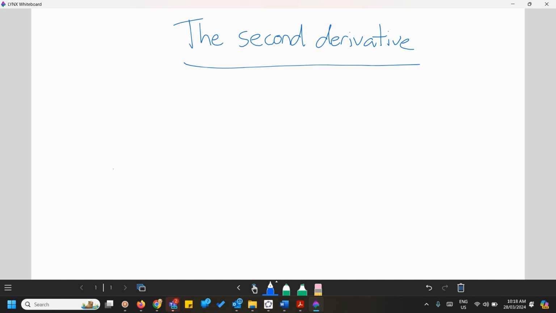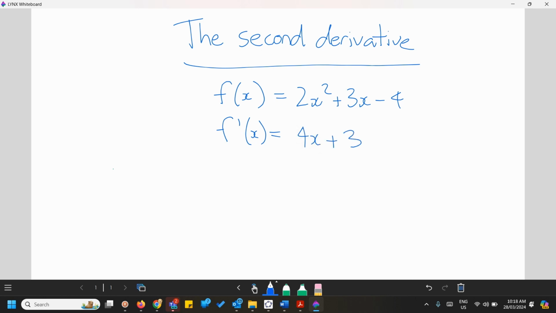But let's start with our notation. If we have a function f of x, let's say, for example, a quadratic, 2x squared plus 3x minus 4. I just made that one up. If we were to find the first derivative, the notation would be f dash of x. We know that one already. The first derivative would be 4x plus 3. We're quite good at that now.